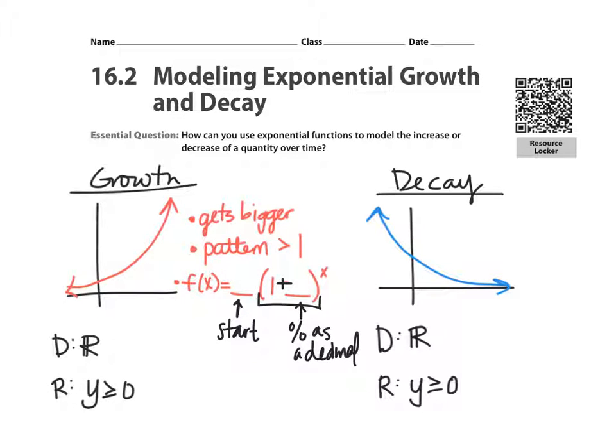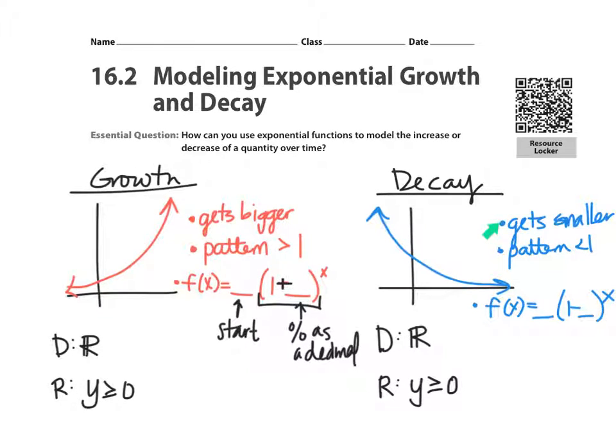And remember, the percent that they give us, we want to write the percent as a decimal. In comparison, decay functions are going to get smaller. They have a pattern that is less than 1. And the function is still going to look very similar, where this first value is the start, and the parentheses are the pattern. However, this time we're going to do 1 minus the percentage, just so that we get a number that's less than 1. That's the only way we're going to get our function to be smaller in the end.